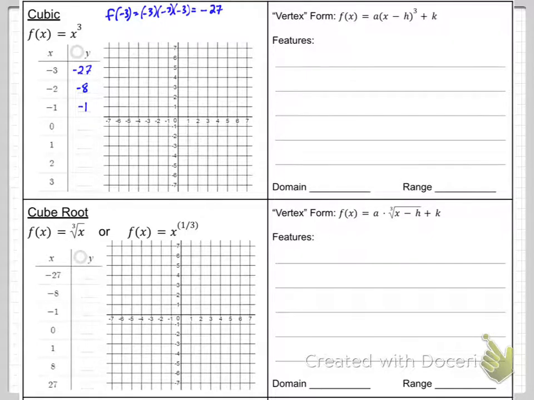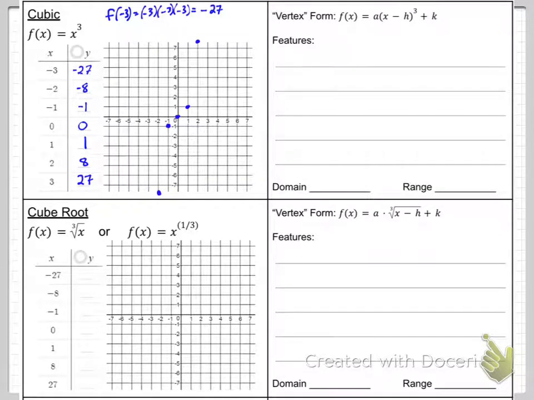Negative 2 cubed is negative 8, negative 1 cubed is negative 1, 0 cubed is 0, 1 cubed is 1, 2 cubed is 8, and 3 cubed is 27. Notice how big this function gets very quickly. Even at 3, we're already way off the graph. Technically even at 2, but we'll try to plot those points here.